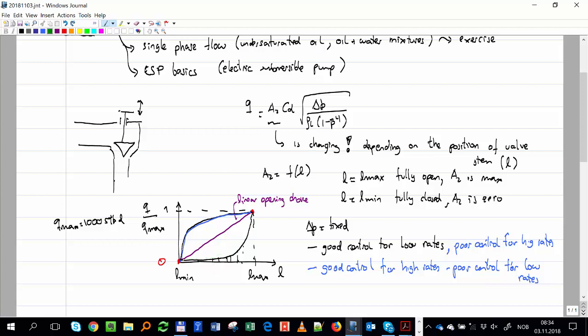See if I don't screw it up. Good control, or I need to exaggerate a bit more. Actually not like that, but let's see. Where I have still relatively good control for low rates and relatively good control for high rates. And for medium rates, well, I sacrifice a bit, but I have good control on both the upper and the lower range. That's just a comment about the operation of the choke.